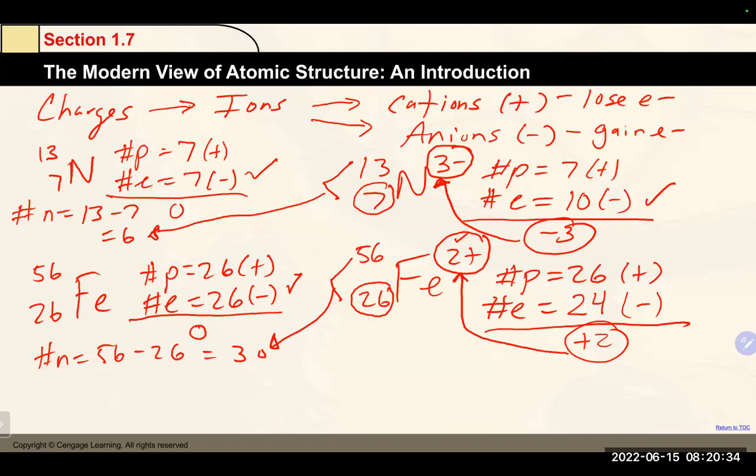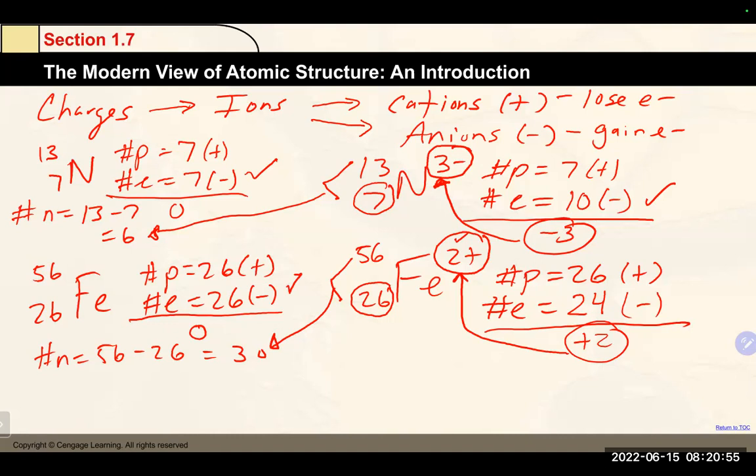So if you do come across something that has charges, once again, it is only the electrons that change, never the protons, because you will change what it is. And if it's still the same mass number that you had previously, you would still have the same number of neutrons as well. Any questions on those guys there?